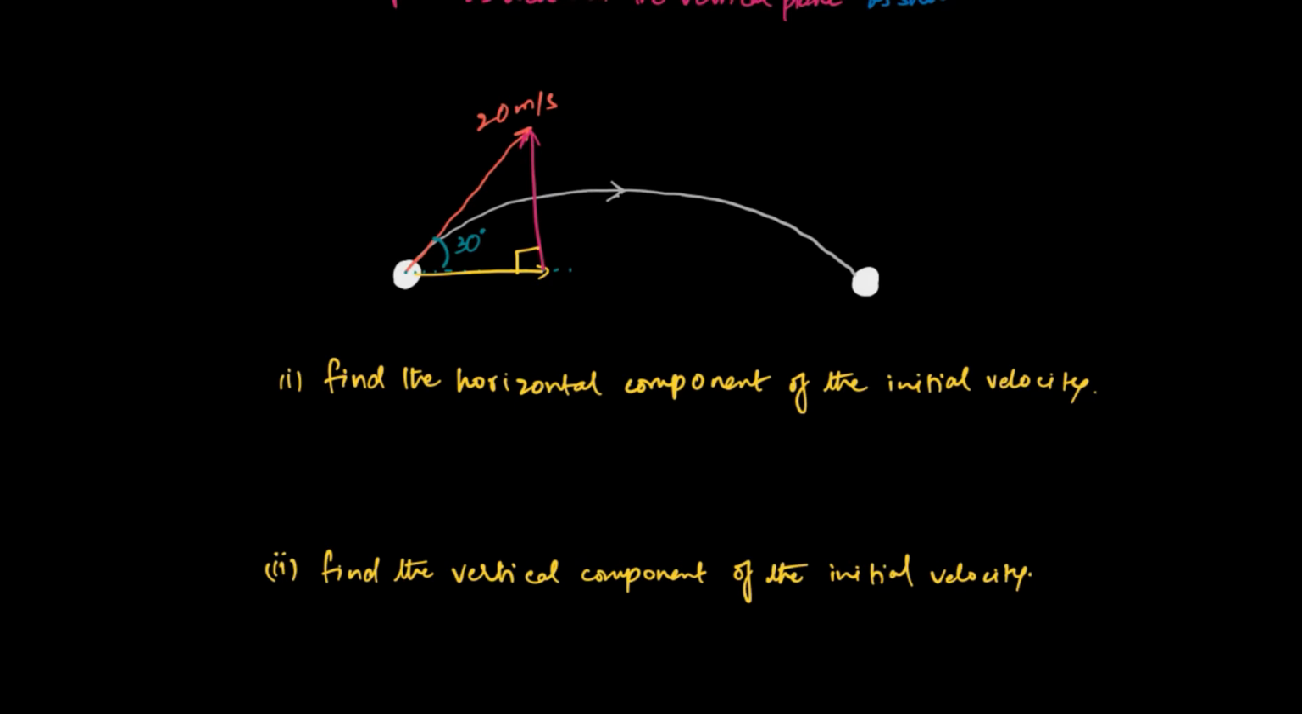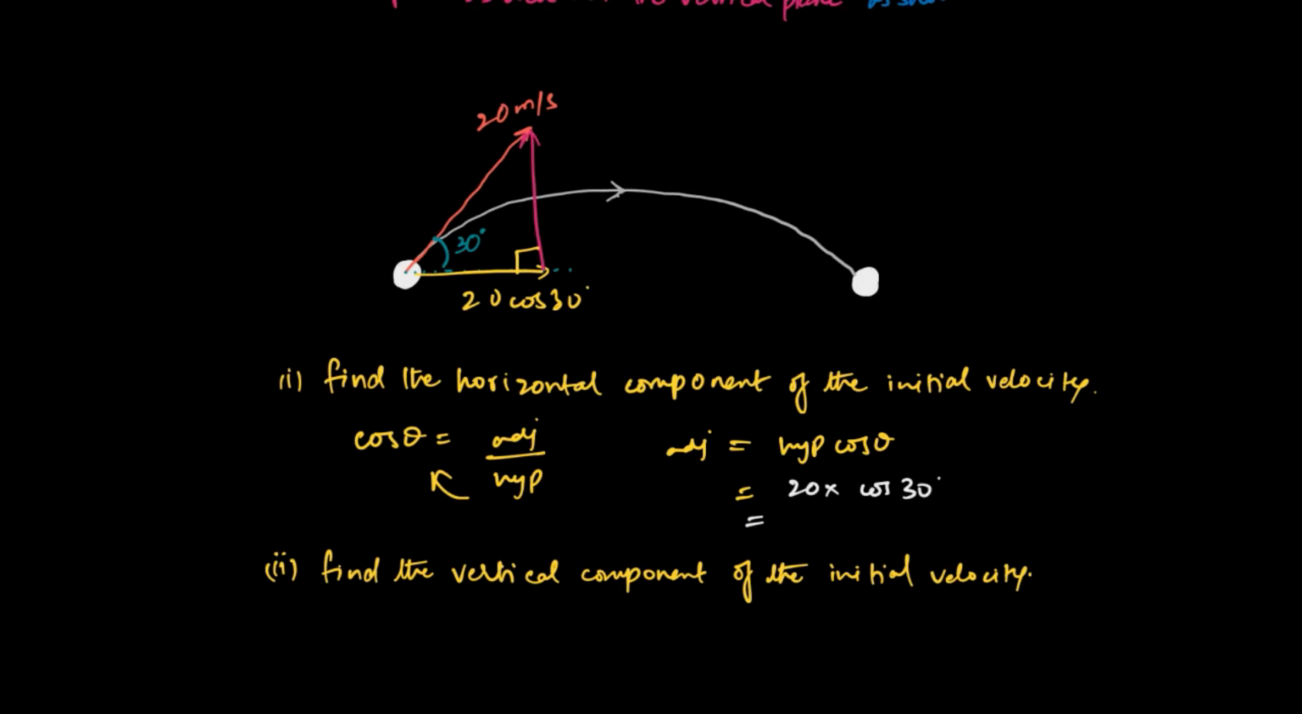To find the horizontal component of this velocity, we have to use the formula 20 cos 30 degrees. The reason is that cos of theta equals adjacent or base divided by hypotenuse, and when we cross multiply the hypotenuse with the cos of the angle, you get the adjacent or the base, that would be hypotenuse cos theta. Just replace the values: the hypotenuse is 20, cos theta is cos 30, and you would get the answer. That would be 17.3 meters per second.